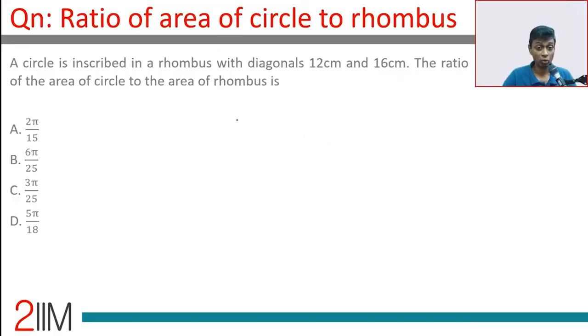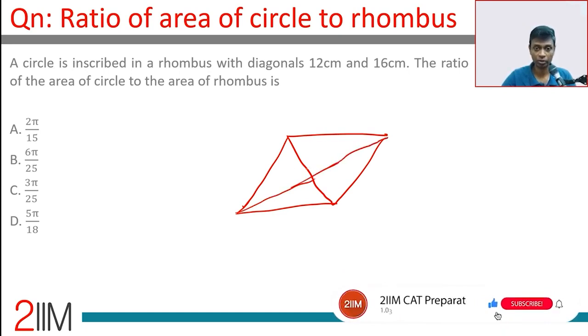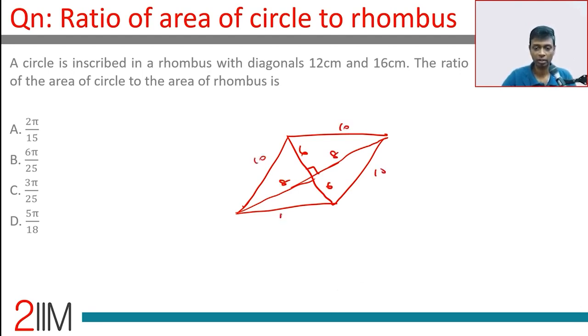A circle is inscribed in a rhombus with diagonals 12 and 16. Diagonals 12 and 16. Nice little rhombus here. Diagonals of a rhombus are perpendicular bisectors of each other. So it will be 6, 8, 8, 6, 10, 10, 10, 10. A circle is inscribed inside this. Beautiful.